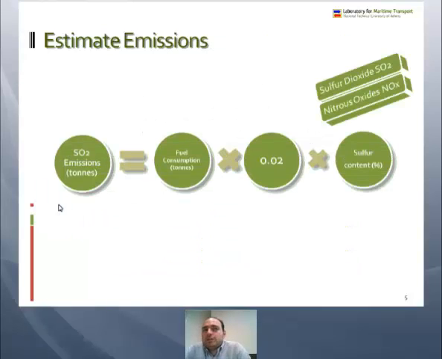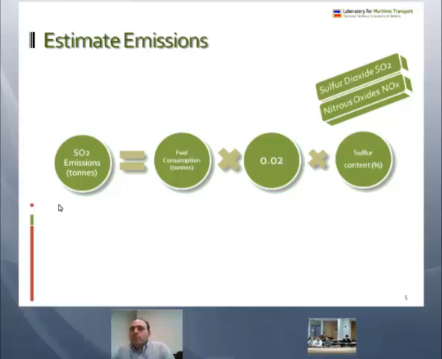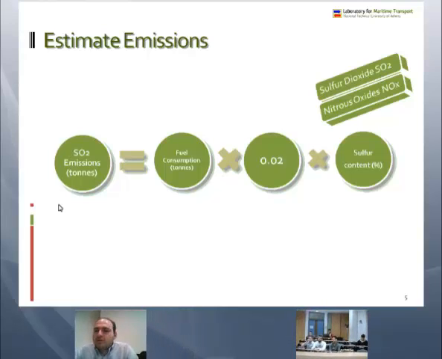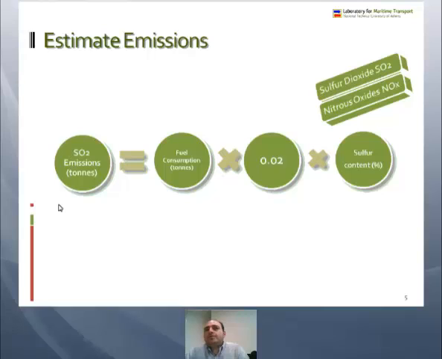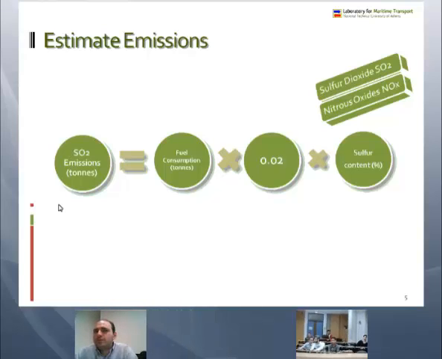Regarding sulfur oxides, the main part of the so-called SOx emissions is sulfur dioxide, SO2. These are mostly related to the sulfur content of the fuel that you burn, multiplied with this 0.02 factor, which is exact and comes from the chemical reaction of sulfur and oxygen.